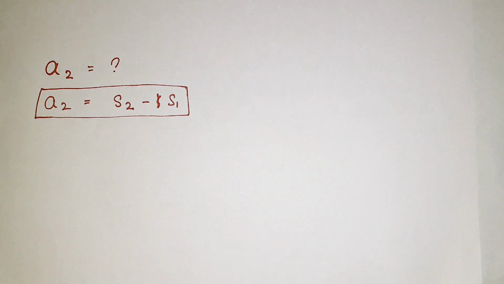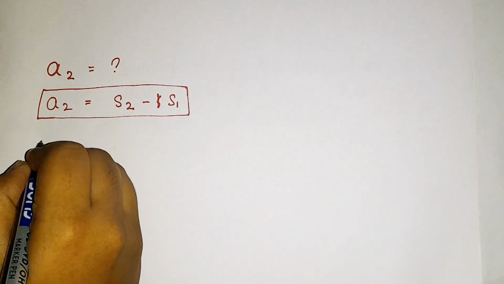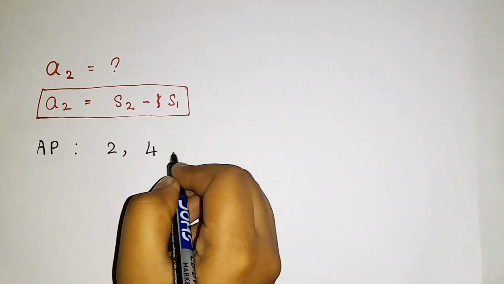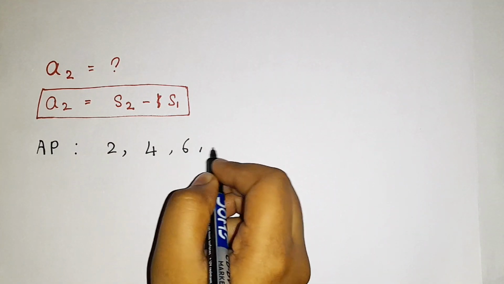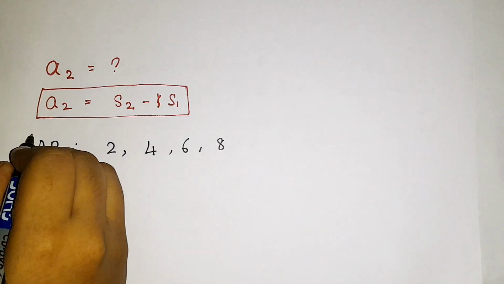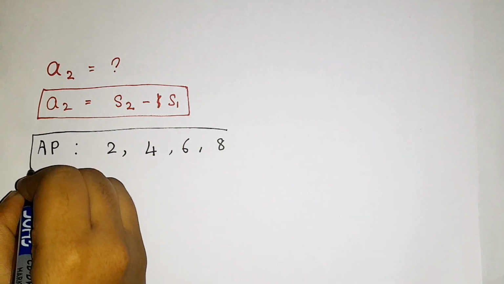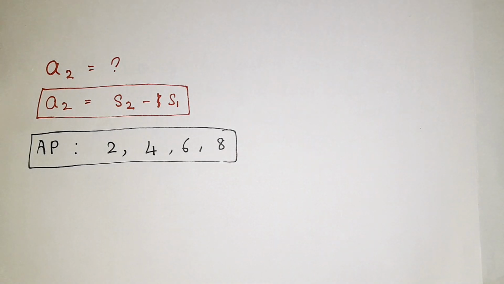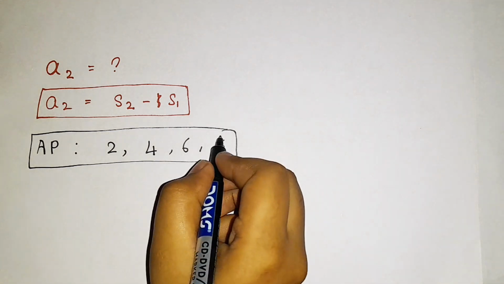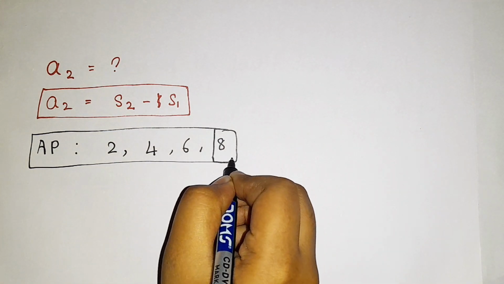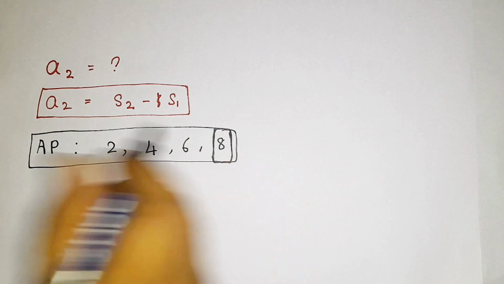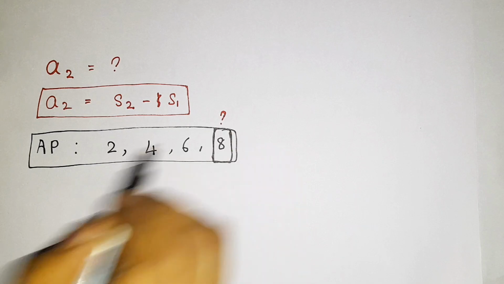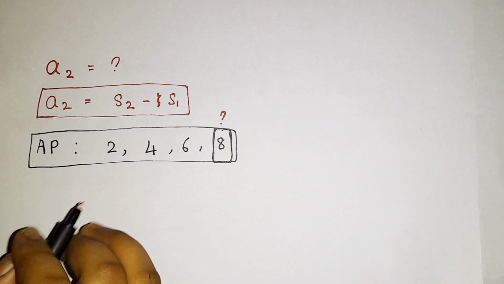Let me take an AP, 2, 4, 6, 8. In this AP I have a question for you. Think that we don't know the fourth term. The fourth term is 8, isn't it? Think that this fourth term is missing. How will we find the fourth term?